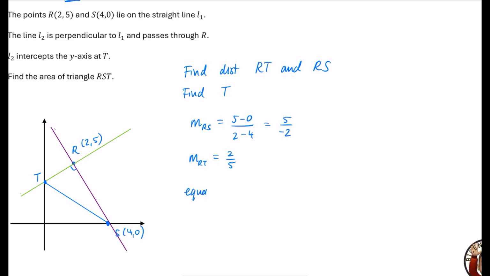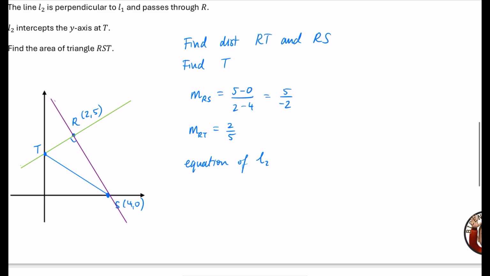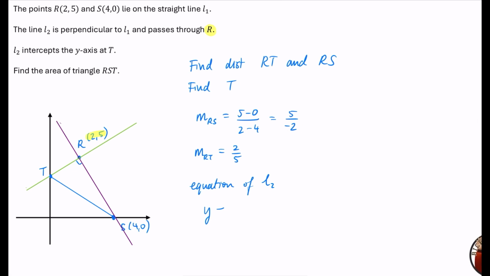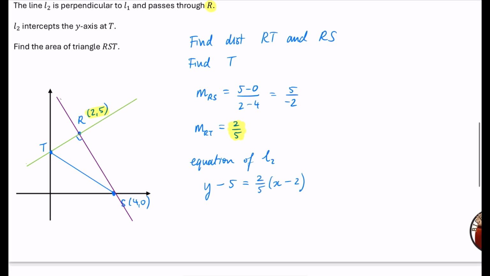So now, let's find the equation of L2, which is my green line that I've got there. And we will do y minus, now where's it passing through? We've said it's passing through R. Okay, that's good. It's going through R, and this is the gradient. So it's going to be y minus 5 equals the gradient, brackets, x minus 2. Now, I don't actually need to even rearrange this because I'm just trying to find out where T is. And to find out T, that is where x is equal to 0. Obviously, the x coordinate of T is 0 there.